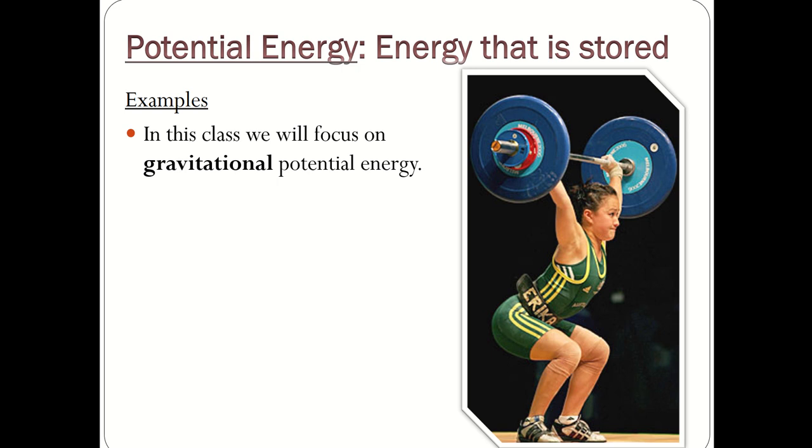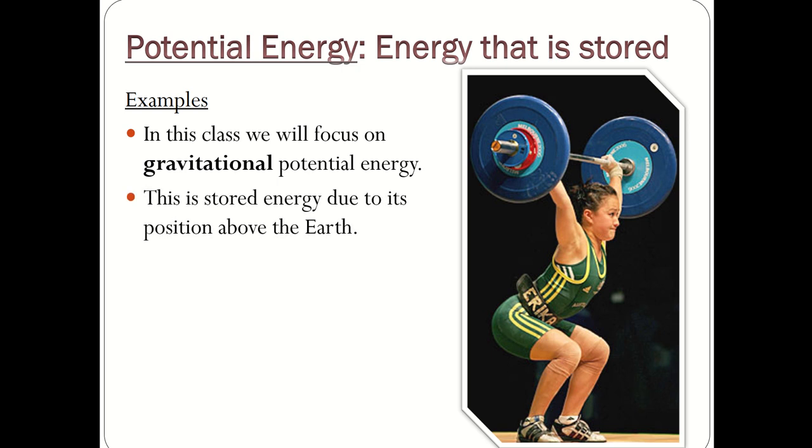Now in our class, we're going to be mostly talking about gravitational potential energy. So this is going to be dependent on the position of the object compared to some reference point. Gravitational potential energy is energy that's stored due to its position about the Earth, so about the surface normally. So for example, here we have the Olympic weightlifter, and as she lifts that weight, now that weight has potential energy. So when she releases it, some of the energy will get released.